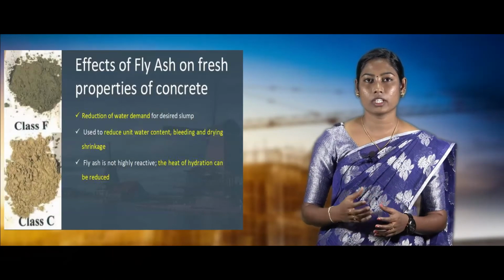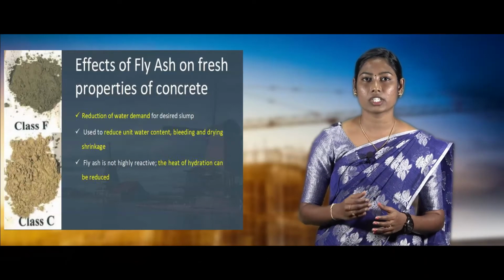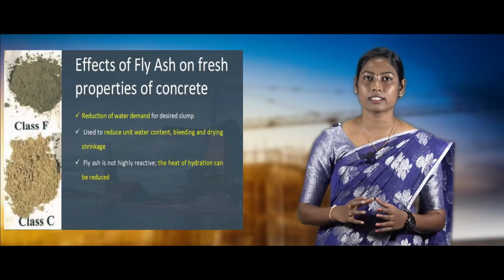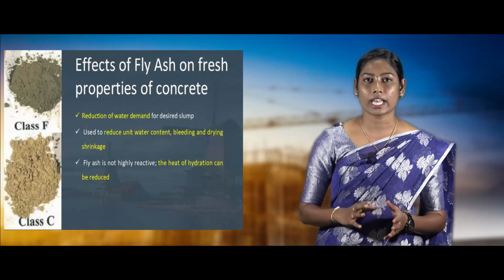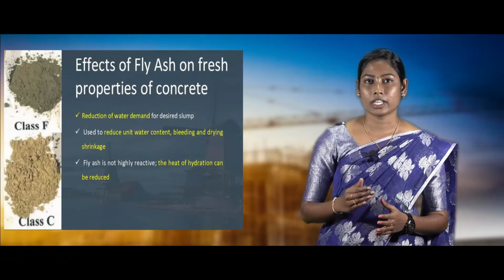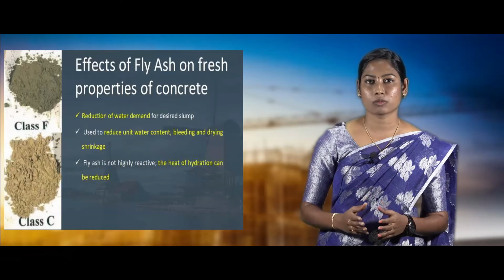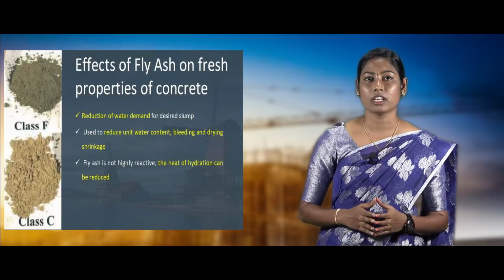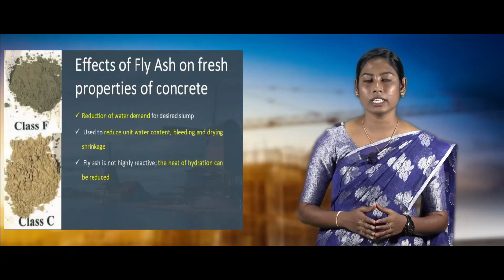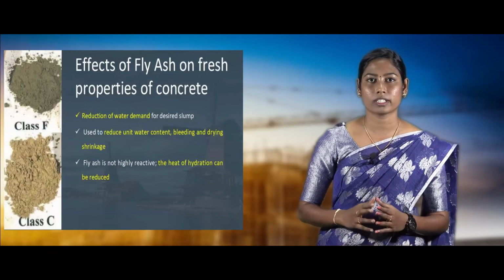Use of the right quality of fly ash results in a reduction in water content for the desired slump. Fly ash is not highly reactive, but it reduces the heat of hydration with the replacement of cement with fly ash, and it also reduces bleeding, drying shrinkage and unit water content.